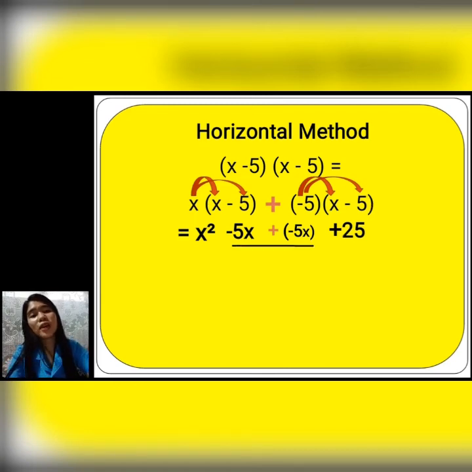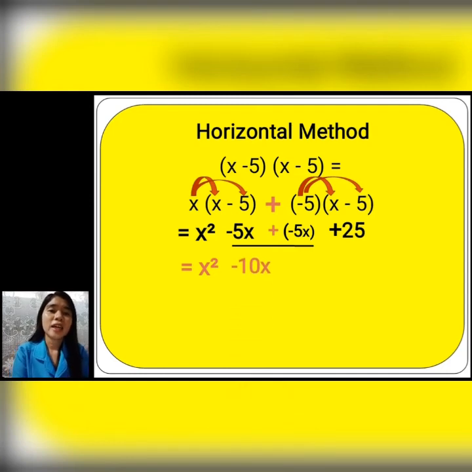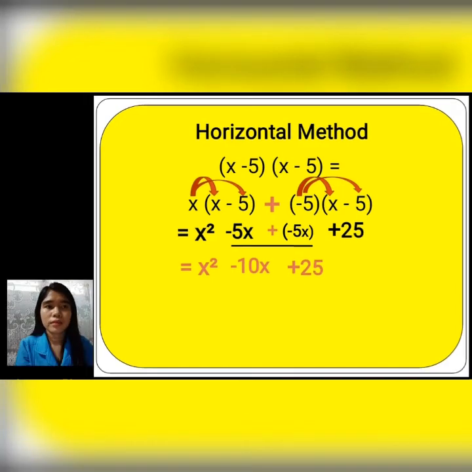So now we are going to combine the like terms, which are negative 5x added to negative 5x. So here we just bring down x squared, then add the like terms, which is negative 5x plus negative 5x, which will give us negative 10x. Then the last one, we will bring down positive 25.